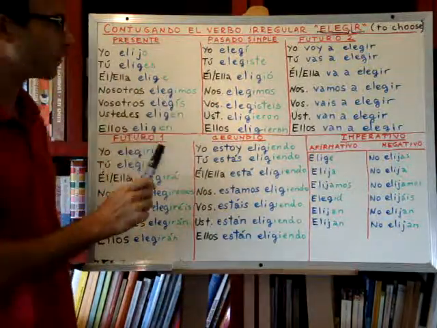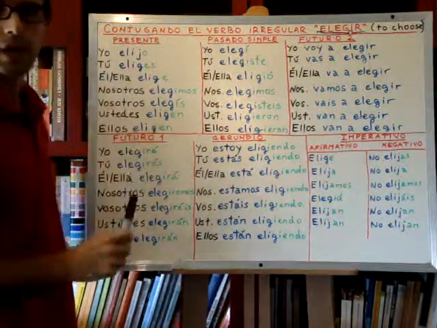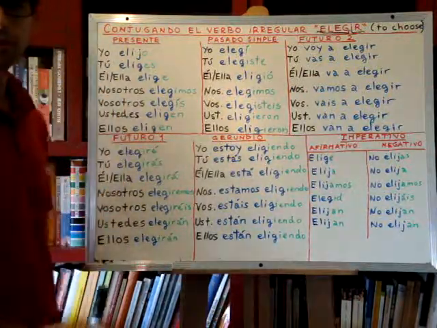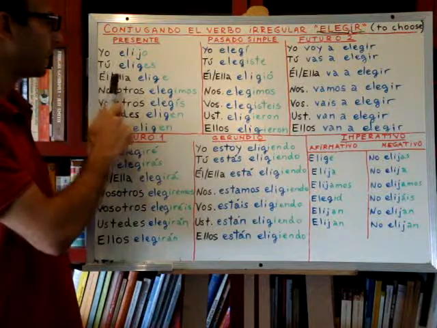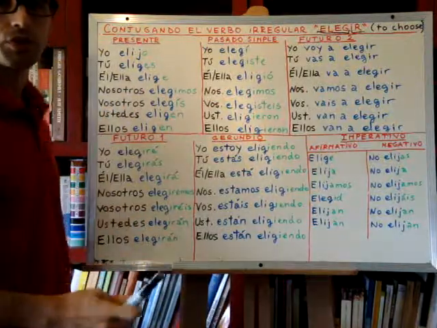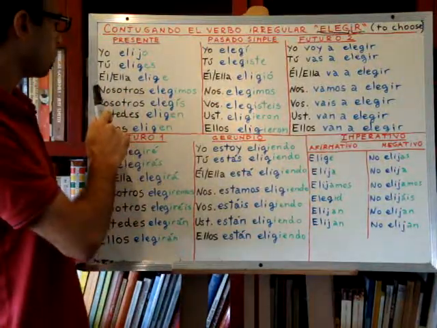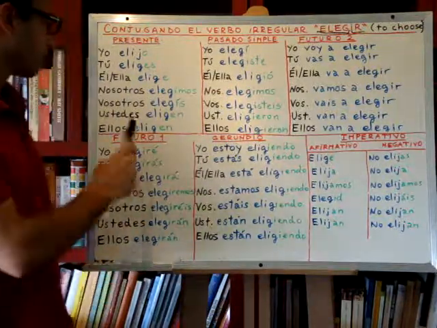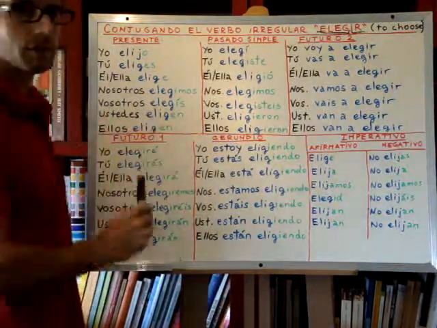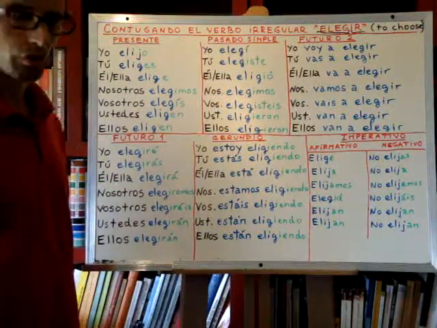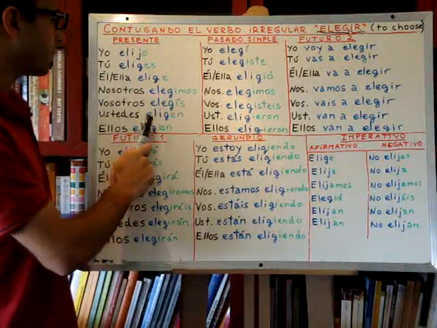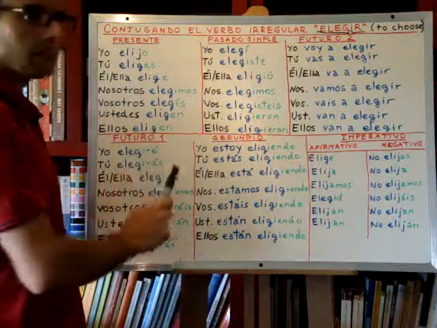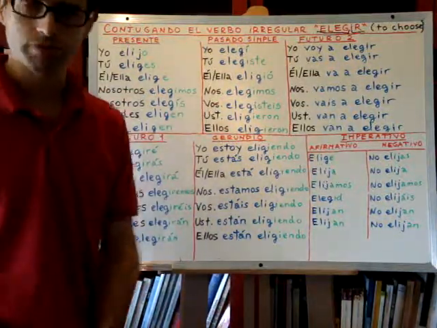Now let's begin to conjugate the verb elegir. Tiempo presente. Yo elijo, I choose. Tú eliges, you choose. Él or ella elige, he or she chooses. Nosotros elegimos, we choose. Vosotros elegís, you plural choose. Ustedes eligen, you plural choose, and ellos eligen, they choose.